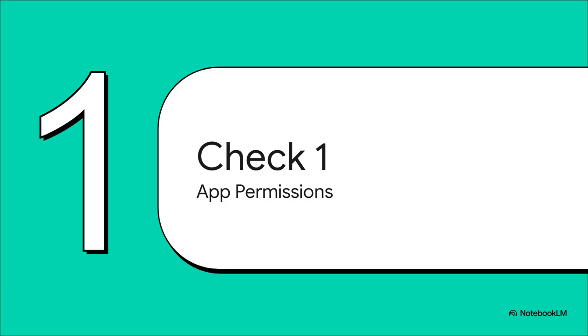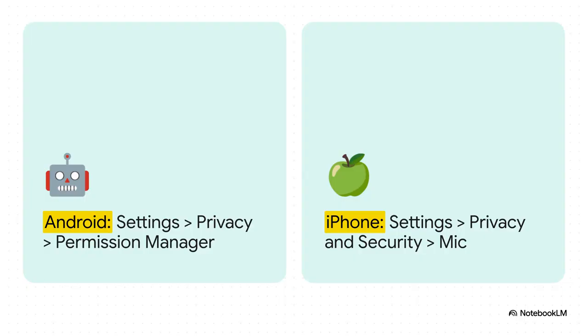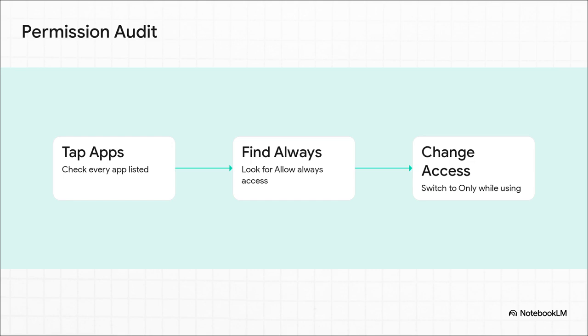All right, check 1. Audit your app permissions. First things first, we need to know exactly who has access to your hardware right now. So whether you're navigating the Permission Manager on an Android or the Privacy and Security tab on your iPhone, you are going to want to zero in right on your microphone and camera lists. Here is how you do the audit. Tap every single app on that list. You are hunting for any app that has been granted Allow Always access. Look, unless it's a dedicated voice dialer or something you constantly use hands-free, you need to switch that setting to Only While Using immediately. And then just rinse and repeat that entire process for your camera and your location services.